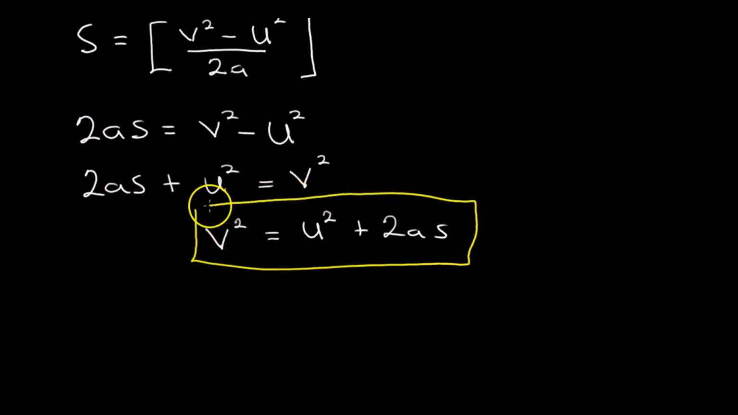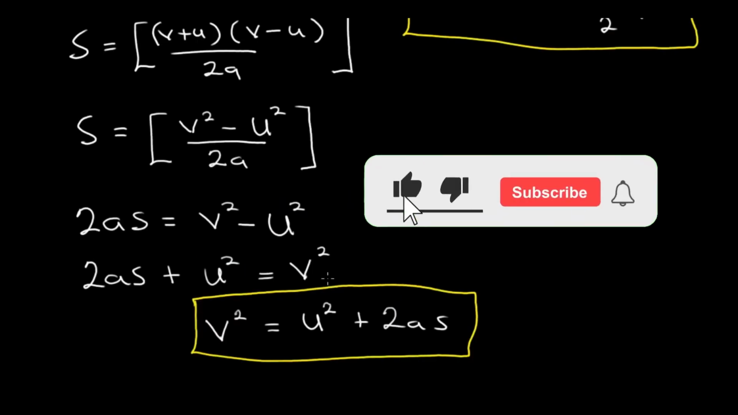So anytime you are given any question where you are to describe the motion of an object, you are going to use either the first equation, the second equation, or the third equation. So let's meet in the next video where we are going to look at interesting examples.